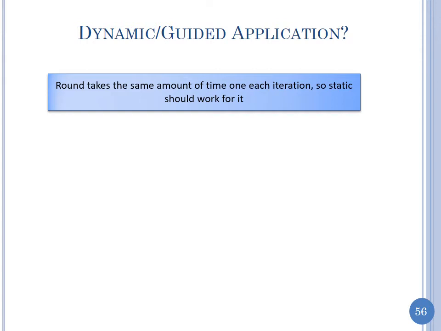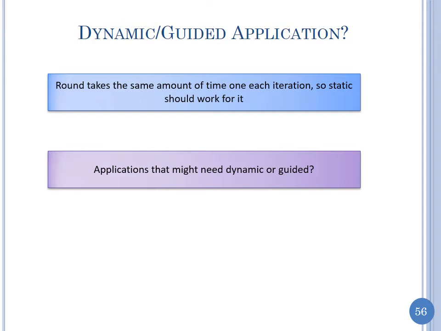So the guided policy seems to be overkill for the example I gave, rounding, and rounding is, of course, a very simplistic problem. But can you think, and there's no right answer here, of applications in which the guided policy would be useful?